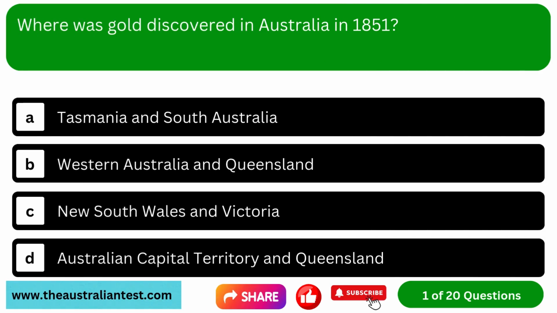Question 1. Where was gold discovered in Australia in 1851? Option A, Tasmania and South Australia. Option B, Western Australia and Queensland. Option C, New South Wales and Victoria. Option D, Australian Capital Territory and Queensland.